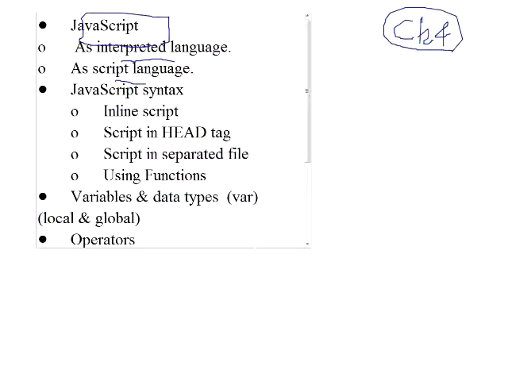So we just need to know the main properties of JavaScript. You can have a theoretical question asking you what the main properties of JavaScript are. You can answer: interpreted language, script language, what script means, advantages and disadvantages, and so on. This is the first introduction to JavaScript in the chapter.